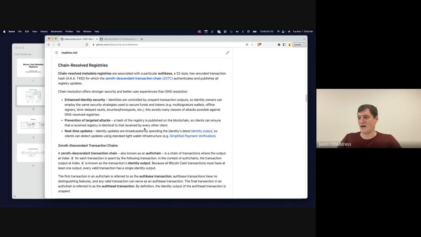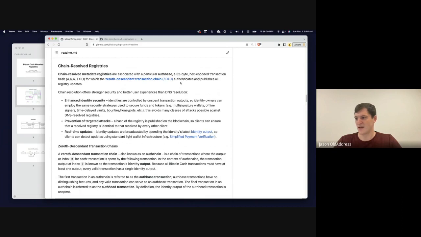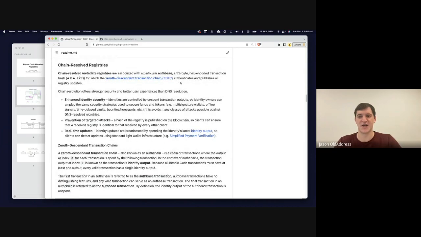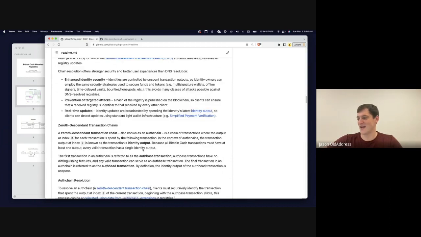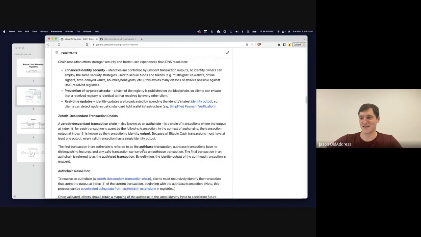registries, on a very high level, have a large list of identities that they associate a 32-byte identifier with information about the identity. And that 32-byte identifier is called an auth base here. The idea is that an identity is represented by a chain of transactions. We could call that the zeroth descendant transaction chain, but to keep it very simple, we call it an auth chain. And the auth chain has a base and it has a head, like a Git repository does.